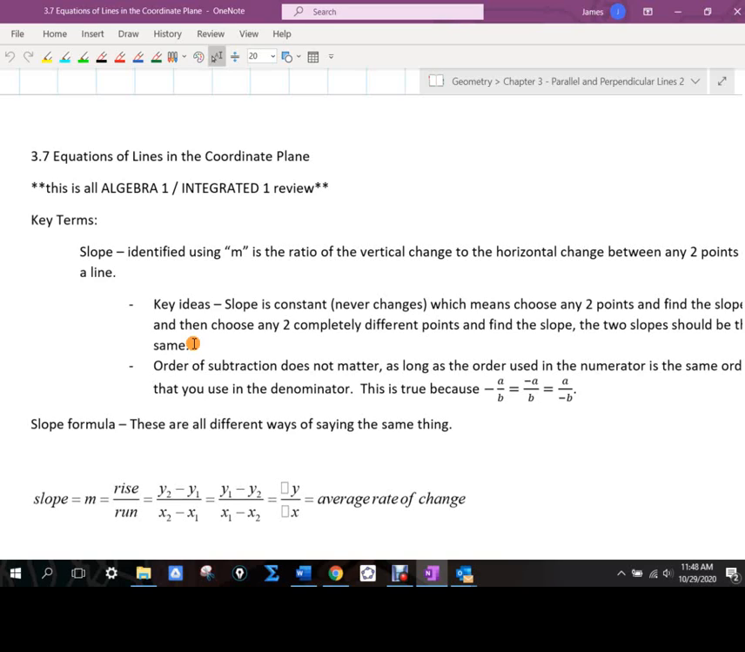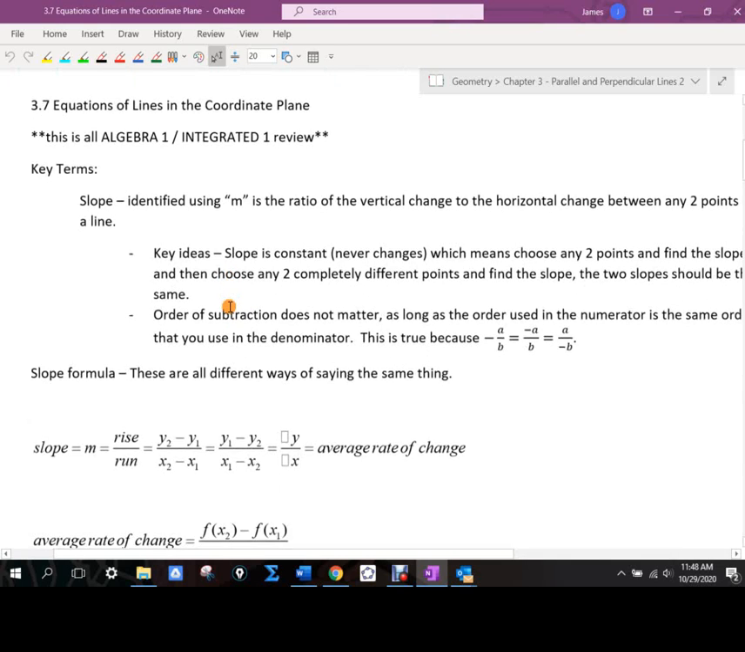But in order to do that, we need to have the ability to come up with equations, how to write equations from ordered pairs, okay? So that's what this is going to be about. So if you took Algebra 1 last year, it's a little bit of review. If you took integrated, this is a little bit of review, okay?